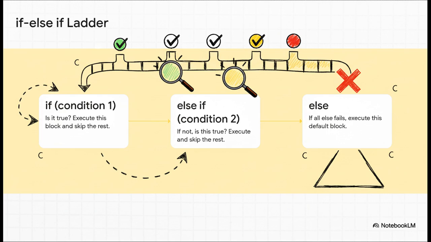It's like a cascade of questions. The program starts at the top, checks the first if, and if it's true, bam, it runs that code and completely skips the rest of the ladder. If it's false, it just moves on down to the next else if, and so on, until it either finds a condition that's true or hits the final else, which is basically a catch-all for if nothing else worked, do this.